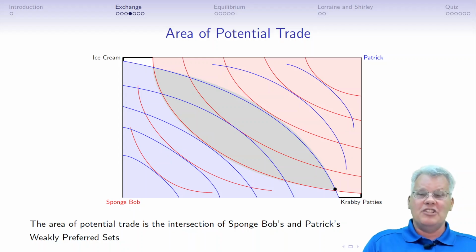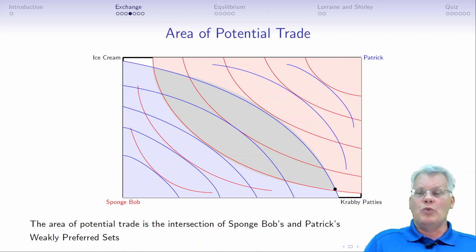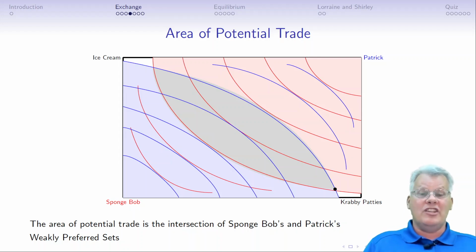The intersection of SpongeBob's weekly preferred set and Patrick's weekly preferred set I've indicated with gray shading. This intersection is what we would call the area of potential trade. From the endowment point, SpongeBob will never willingly trade to a point that makes him worse off. So if SpongeBob has to be at least as well off as he was before, he is willing to move from his endowment point to any point within his weekly preferred set. And Patrick is the same, right? Patrick is willing to move from the endowment point into any point within Patrick's weekly preferred set. The intersection of the two then indicates the areas that SpongeBob and Patrick could reach by trading with each other.